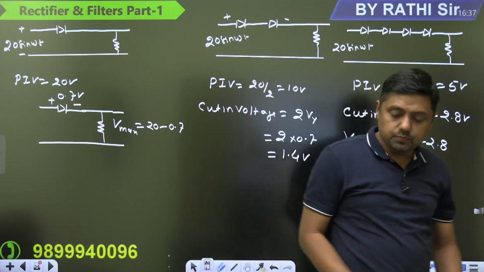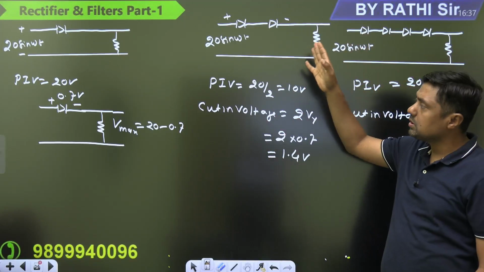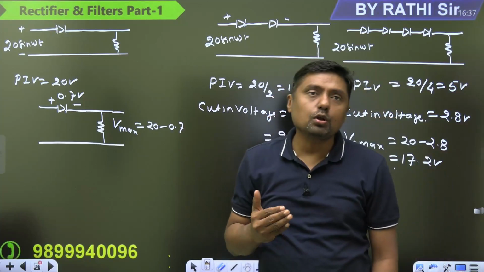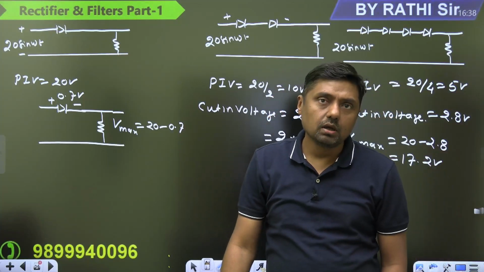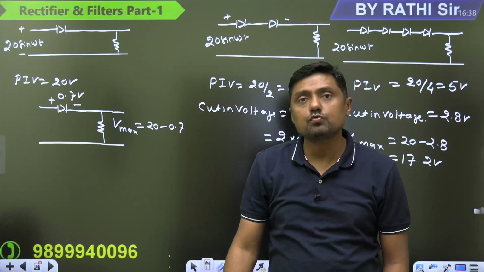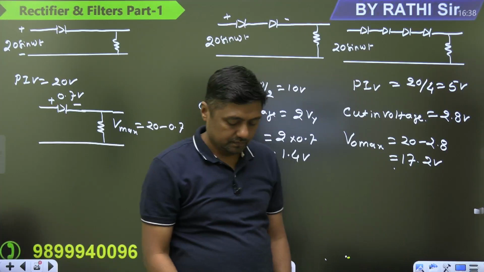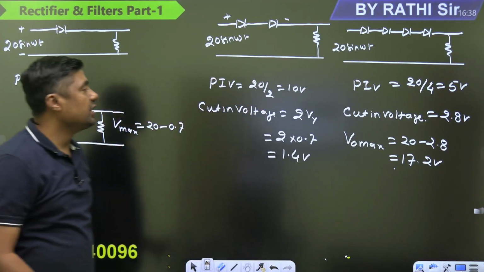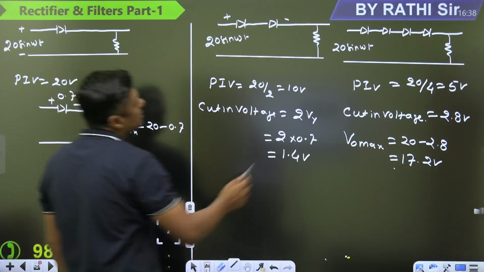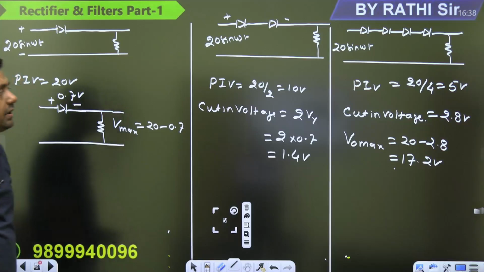So what is the solution here? When we are increasing the number of diodes, the PIV will reduce, so that we can choose a diode with a lower breakdown voltage, but at the same time the cut-in voltage increases when the diode is forward biased. Okay, is it clear? This is the advantage, disadvantage and solution. What is the PIV? I think now the concept of PIV is crystal clear here.